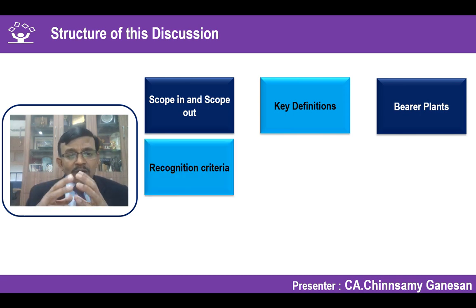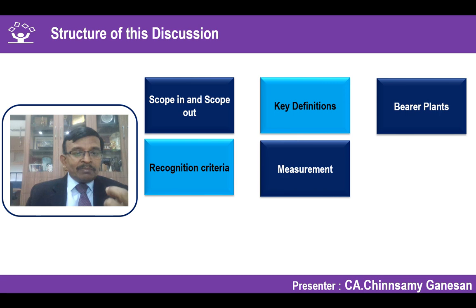Now, what is the recognition criteria with respect to a biological asset? We will see into that. What do you mean by biological asset? What do you mean by agricultural produce? All those things we will see. What do you mean by agricultural activity? So what is the measurement principle? Normally it measures at fair value. We will go into that in detail to understand what exactly we are talking about in this particular standard.